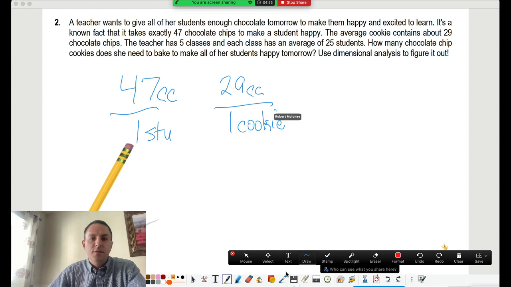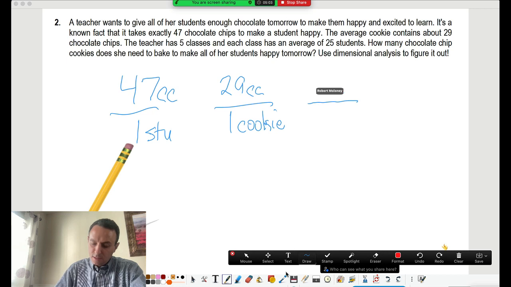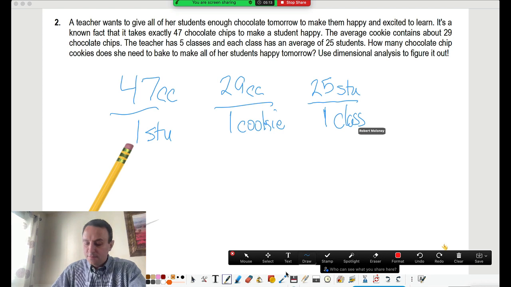Okay, then we've got to keep in mind that the teacher has 25 students. Sorry, 25. Let me clean that up just a little bit. There we go. 25 students per class, and that she has 5 classes per day.